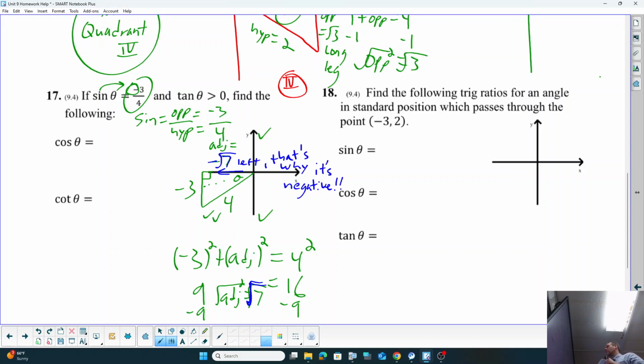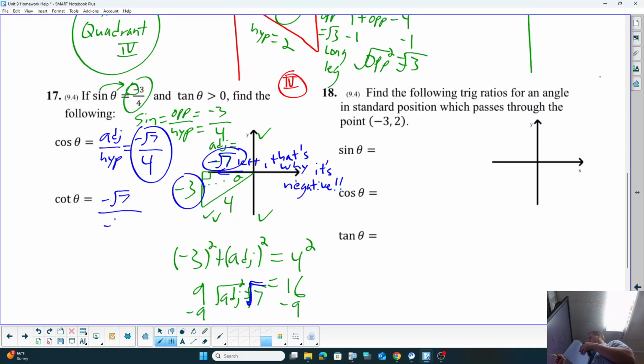So cosine is adjacent over hypotenuse, and adjacent is negative radical 7 over the hypotenuse 4. Well, there's our answer there. Looking good to me. And then cotangent is adjacent over opposite, which is going to be positive, because a negative divided by negative is a positive. Cool.